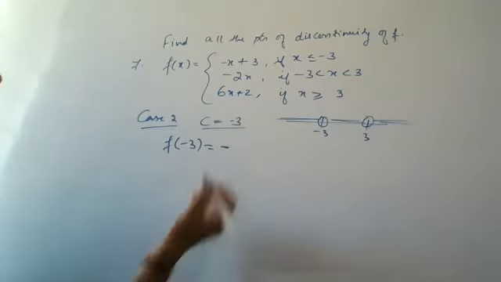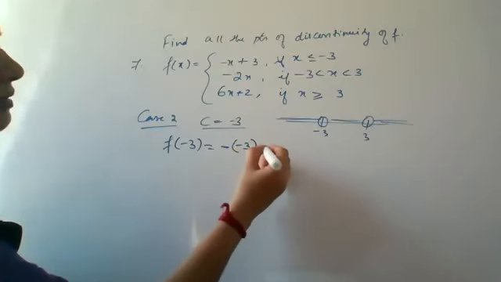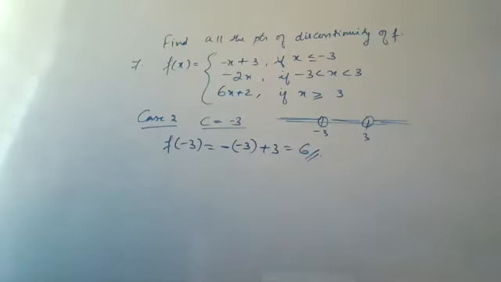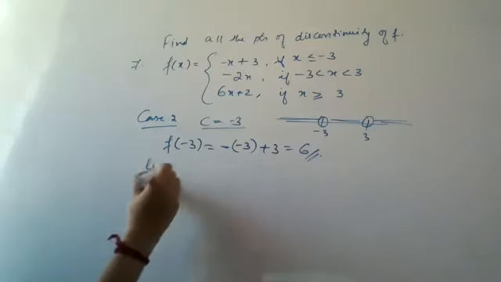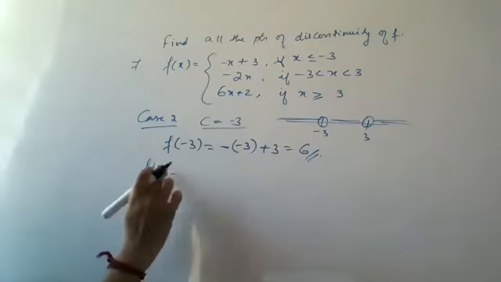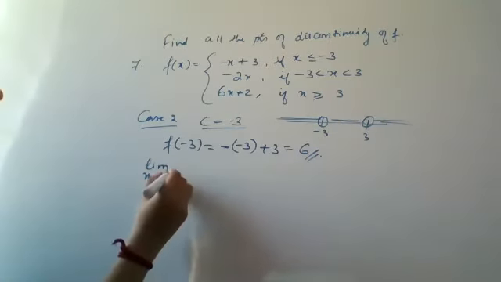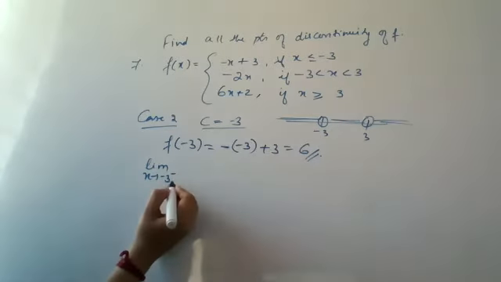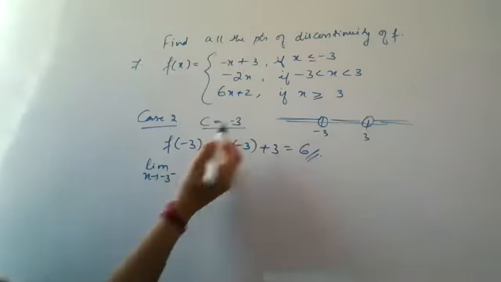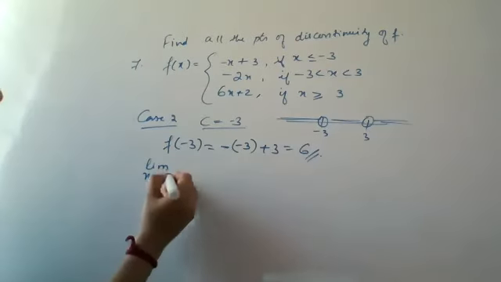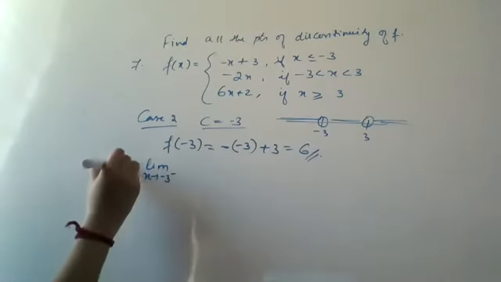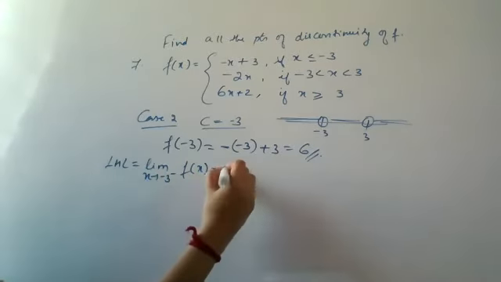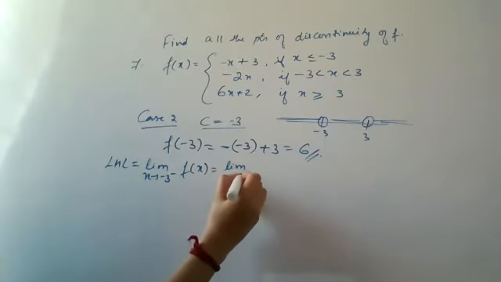Already you have a negative sign here. X is minus 3 means minus 3 plus 3. You'll get... Okay. Now when you say left limit, limit x tends to minus 3 minus. Minus 3 is your C. You can write C also here, but that C you have taken as minus 3, so you can write minus 3. Minus 3 minus means it is LHL of f of x, which is equal to limit x tends to minus 3.